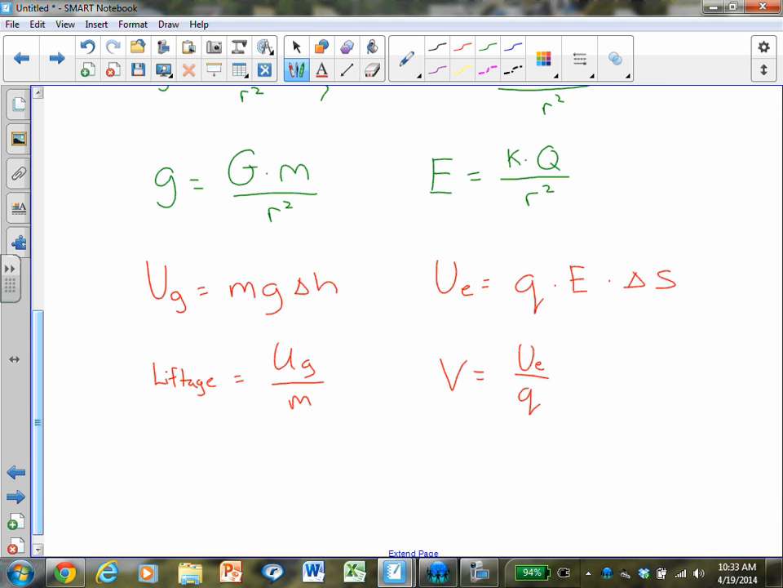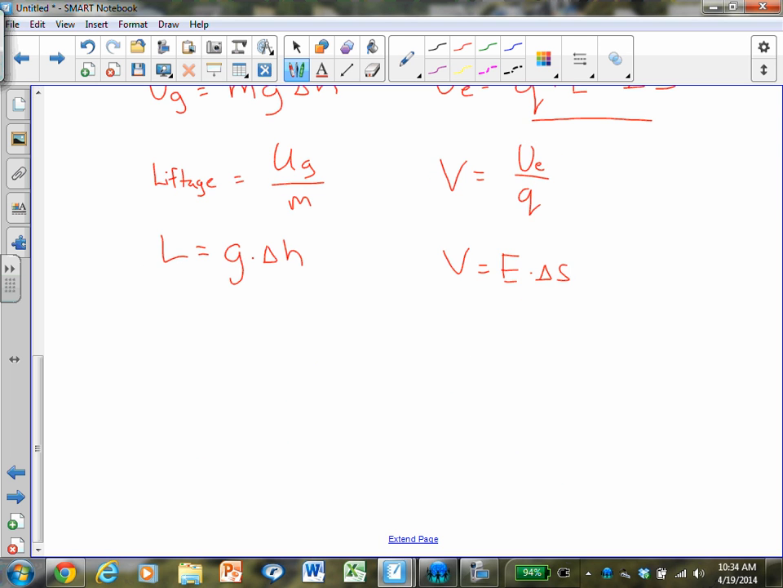And rearranging that, or resubstituting, liftage is g times delta h. We'll plug in mg delta h for that. And voltage, we can see by plugging in QE delta S, would just be E delta S for the voltage. So those are liftage and voltage.